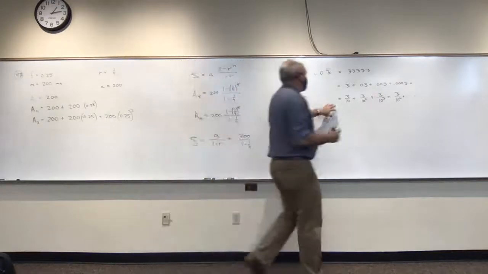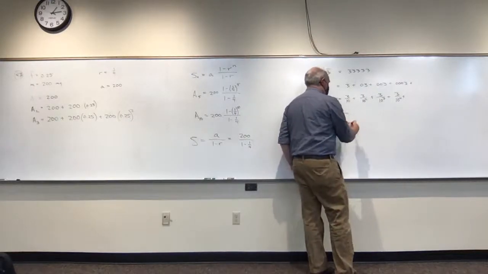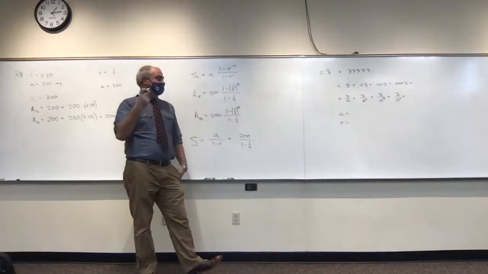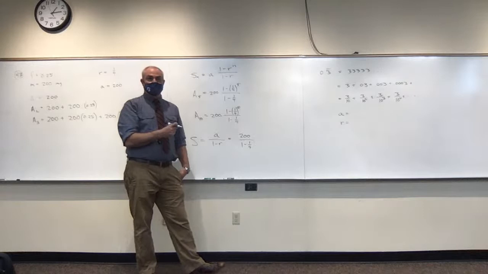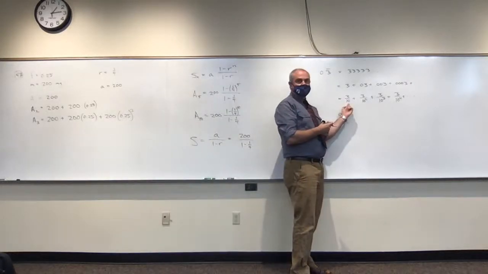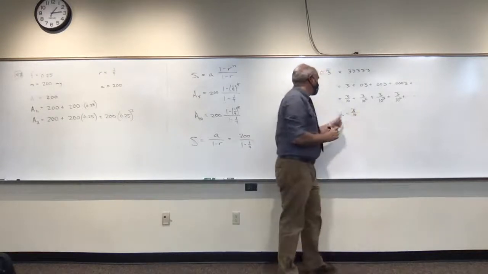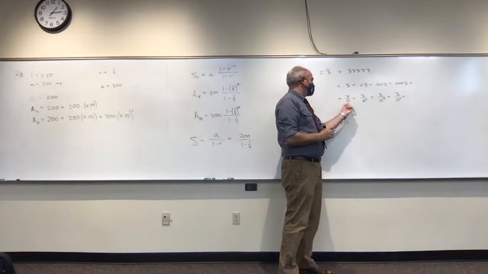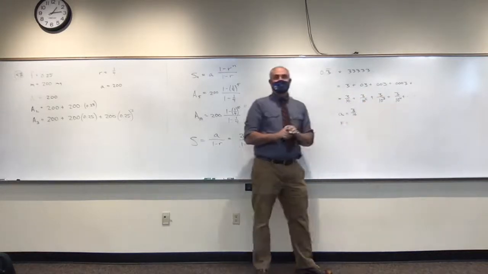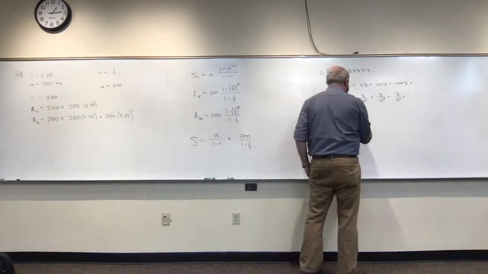So the question here is, what is A and what is R for this geometric series? A is typically just the first term, and in this case, the first term is 3 over 10. So that's my A. And then R is what do I have to multiply the first term by each time to get the next one? 1/10. That's right. So 1 over 10.